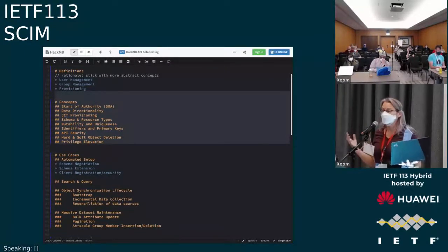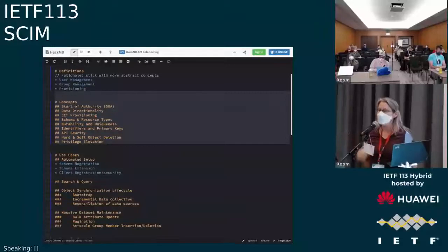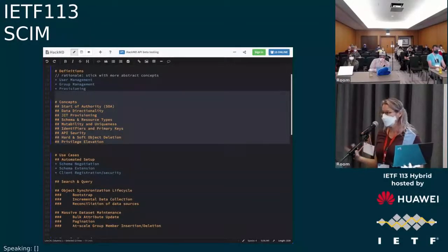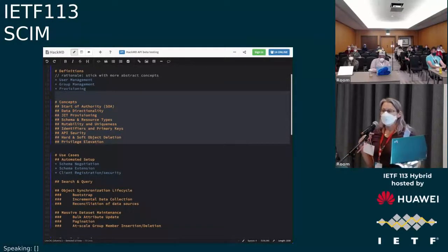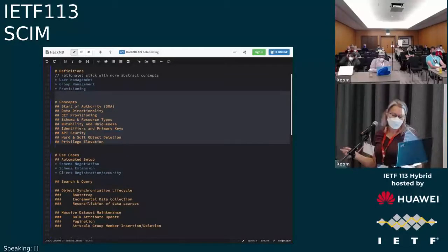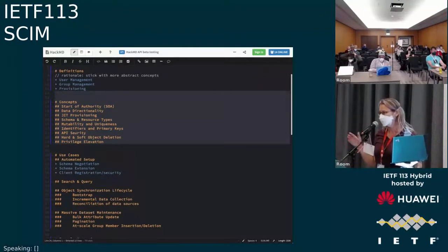So that one's very loaded and may deserve a section of its own. Just-in-time provisioning: a definition of what just-in-time provisioning is, so that it can be used later. Schema and resource types, so sort of the object model. Mutability and uniqueness: again, not just a definition, but an explanation of why they're necessary in provisioning scenarios. And of course, mutability and uniqueness then affect data, start of authority and data directionality. So these things become linked to each other.